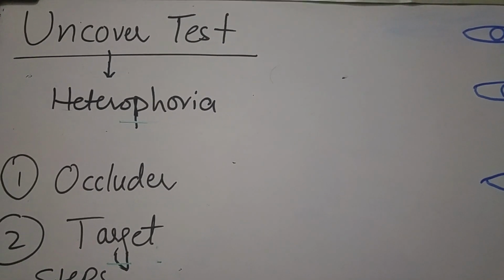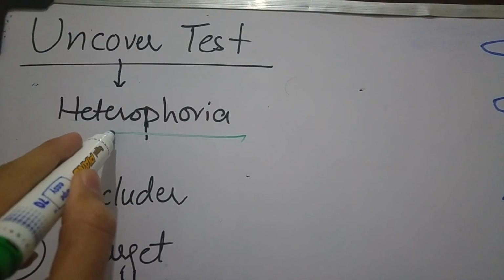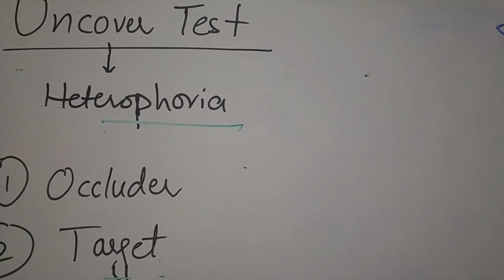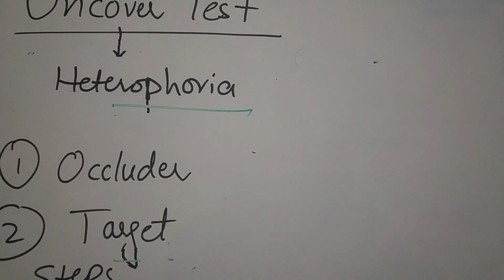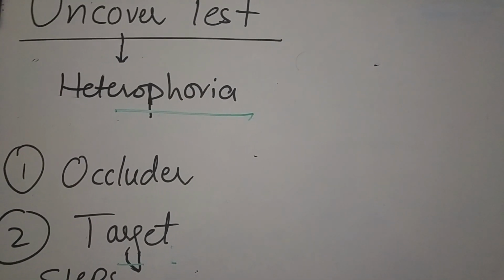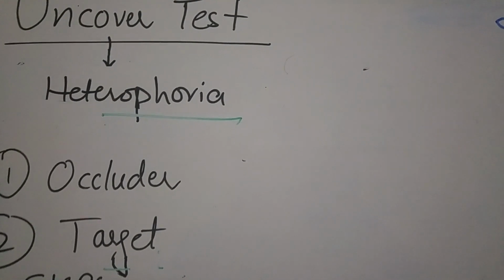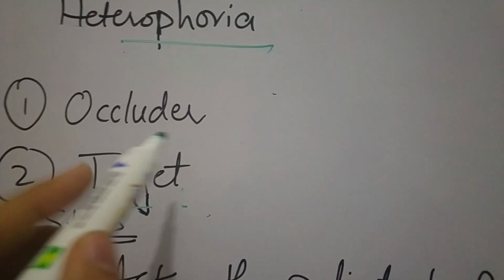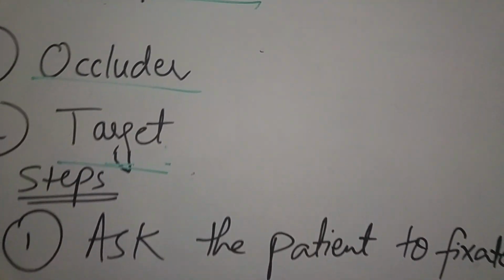Today I will tell you about the uncover test. This test is used to detect heterophoria. Phoria is defined as a latent deviation of the eye, or the ability of the eye to deviate when fusion is blocked. So in this test we basically block the fusion of the patient. To perform this test you need an occluder and a target.